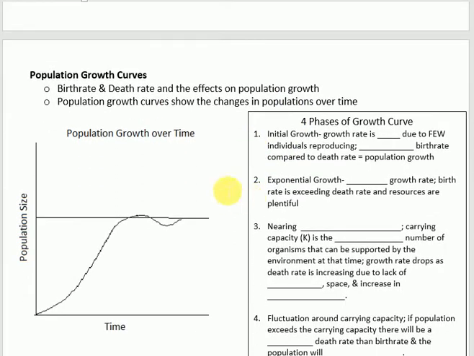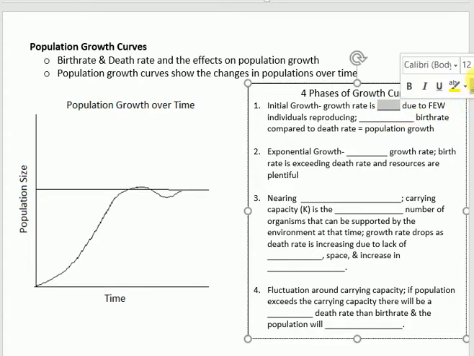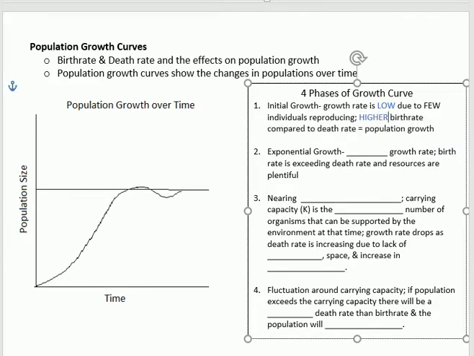Then we have population growth curves. This is when the birth rate and death rate are going to have effects on the population growth, obviously. The growth curves show the change in a population over time. There are 4 phases. In the initial growth phase, the growth rate is going to be low due to few individuals reproducing. We are going to have a higher birth rate compared to death rate, so that means the population is growing.